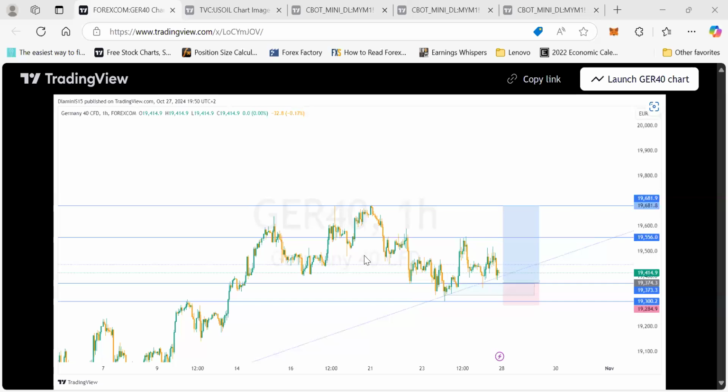Not too bad. I don't really trade the Germany. I've never traded that. I've actually never seen this chart, so this is actually interesting. Does anybody trade this? Germany 40? Going once, going twice? Not me. Okay. Yeah, so that's a little bit interesting. Let's go ahead and go to the next one.